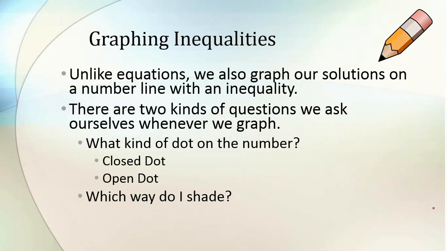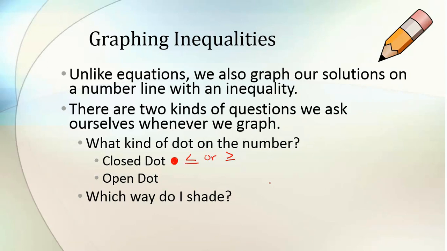Now, also unlike equations, we're going to graph our solutions on a number line with an inequality. There are two questions we're going to ask ourselves whenever we graph one. What kind of dot on the number? Either we're going to have a closed dot or an open dot. A closed dot is a circle that's filled in, colored in. You're going to use that dot when you have a less than or equal to, or a greater than or equal to. So when it's equal to, you need to close up your dot.